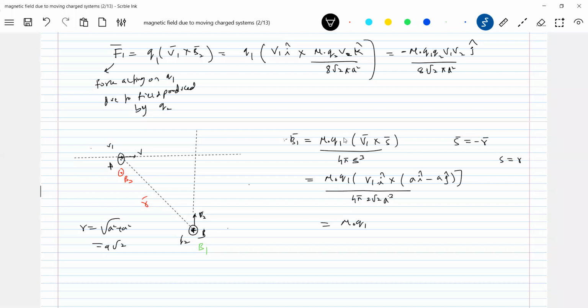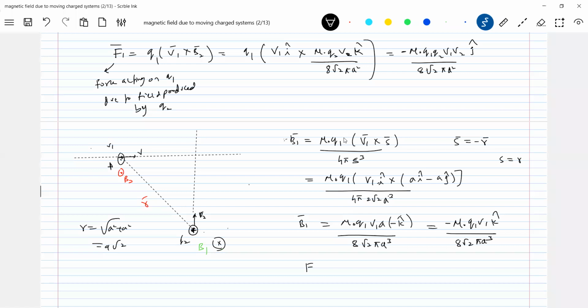I think I should not solve, no? It is naturally understood. What is naturally understood? It should be equal and opposite from Newton's third law. So I cross I will be 0, I cross J will be K. So I'll end up with minus K. So finally this is equal to mu naught q1 k cap by 8 root 2 pi A cube. This is B1. This will be into the plane, B2 was out of the plane.